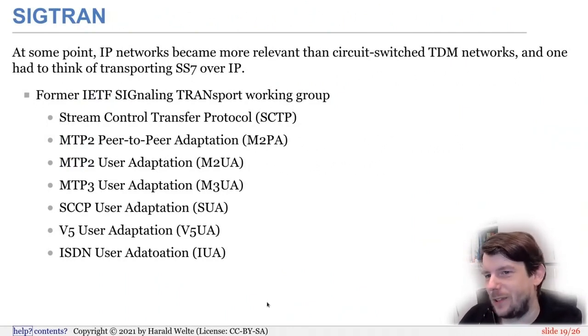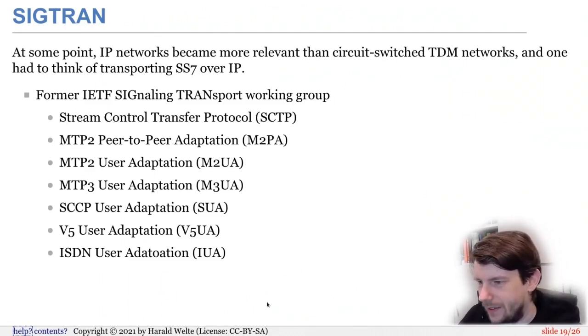Okay, so far for circuit switched SS7 basics, how they work traditionally over time division multiplex interfaces. Now, of course, at some point, IP networks became more relevant than circuit switched time division multiplex networks.